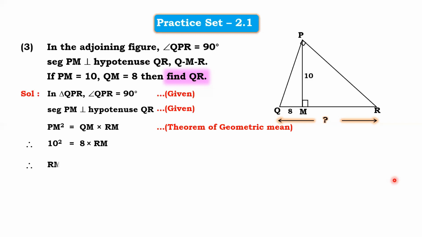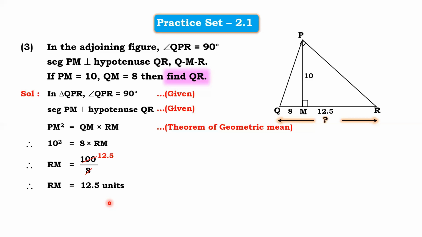Therefore, RM is equal to 10 square, which is 100, upon 8, because 8 is multiplied here. When 8 is shifted to the other side, it would be divided. So 100 upon 8. If you do the simple math here, 100 by 8, the answer is 12.5. So therefore, RM is equal to 12.5 units. Do not forget to write units, right? So we have got the answer for RM.